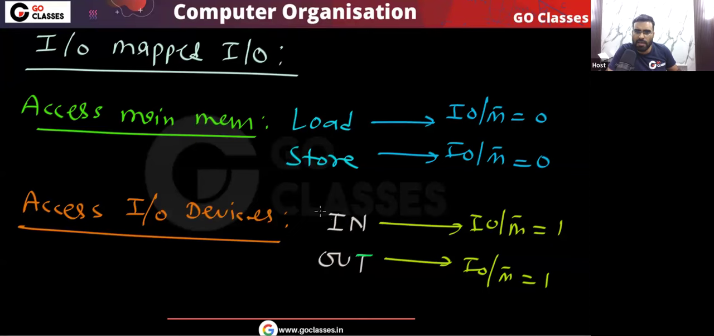Similarly, you are the programmer, and let's assume you write this instruction in. Then you want to access the IO device. So when you write this instruction, internally this control signal will become 1. Okay, so that's it. Is this clear?